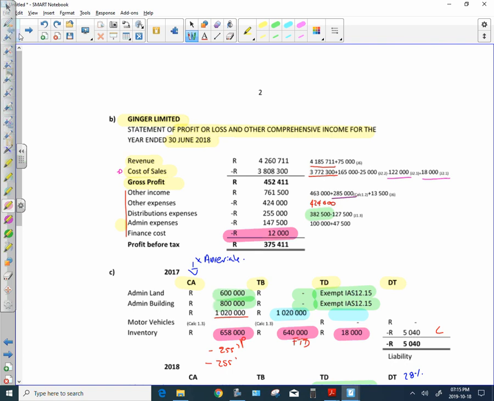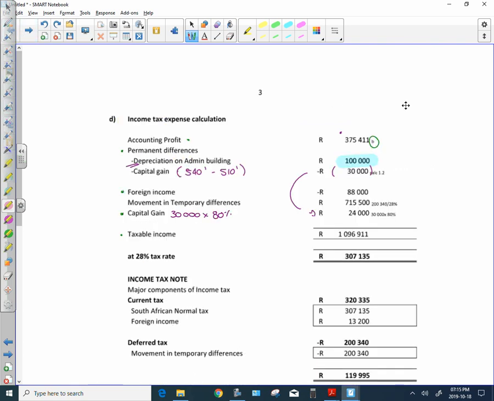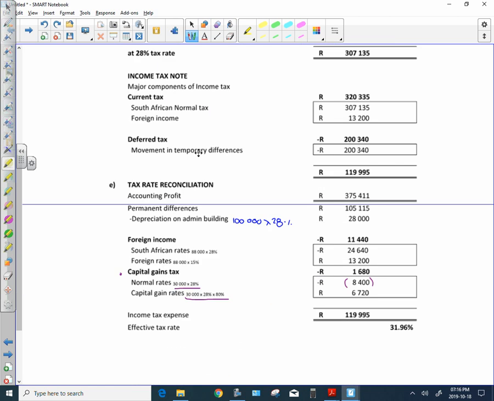Okay, this one I missed, so please just put that in there. In terms of my permanent difference in point B, there will be interest of 12,000, and I'm going to be adding that back. So there's the first place it needs to go. Interest of 12,000. And then in terms of my tax rate recon, same story. I've got interest of 12,000 this time, times my tax rate, 28%.